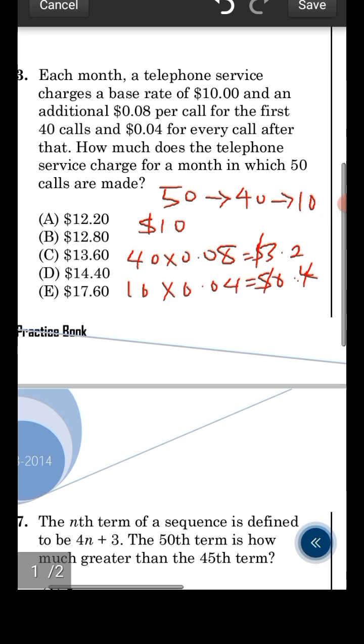So plus the initial $10, we now have 0 plus 2 plus 4, that is 6. Then we have 10 plus 3 plus 0, that is 13. So that means the total charge for these 50 calls will be what? $13.6, or you say $13.60.